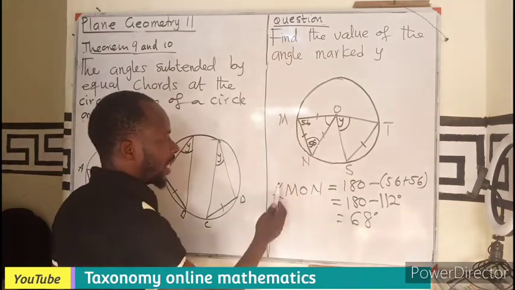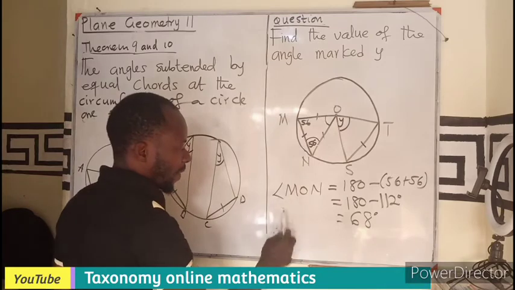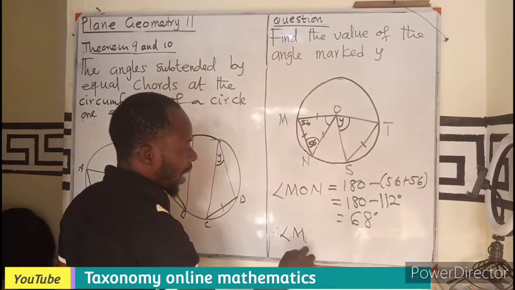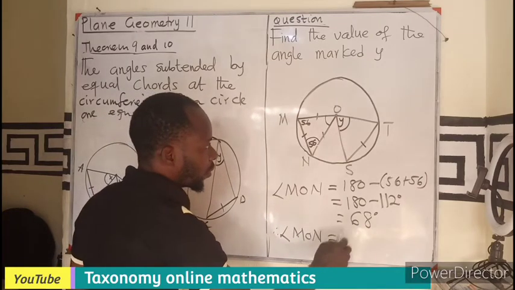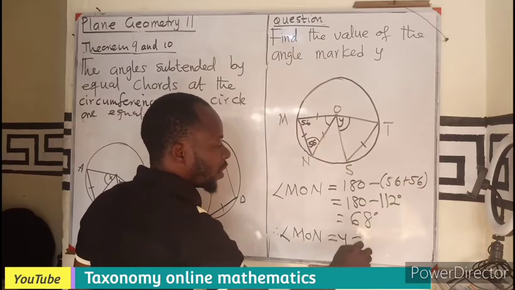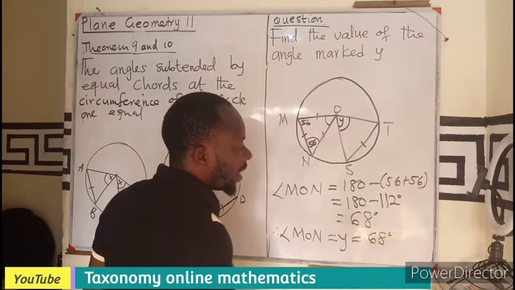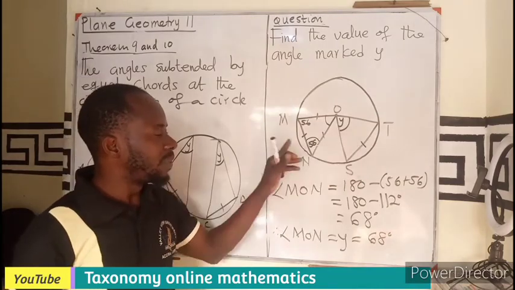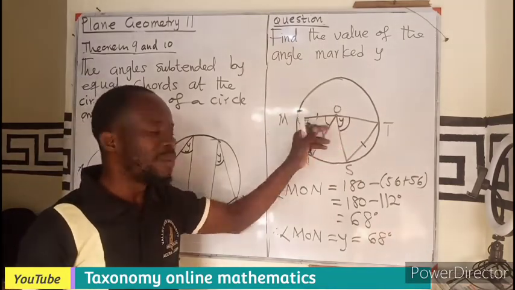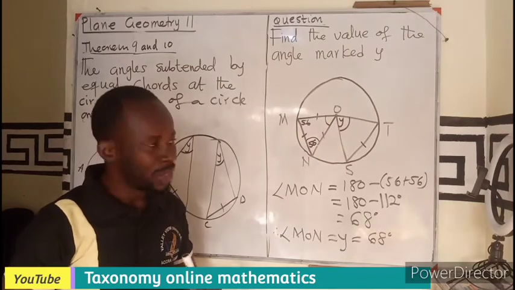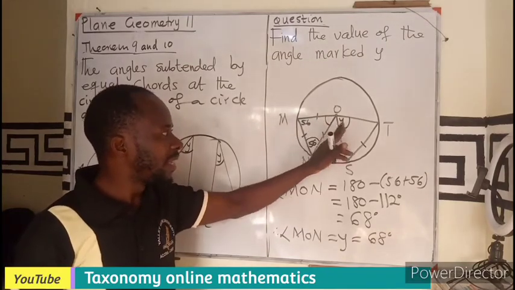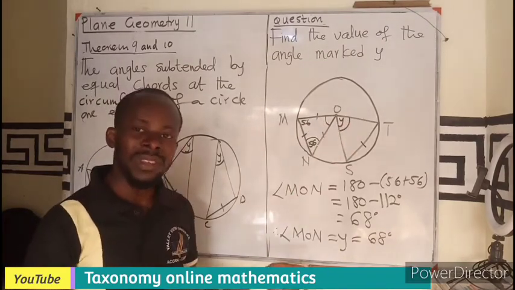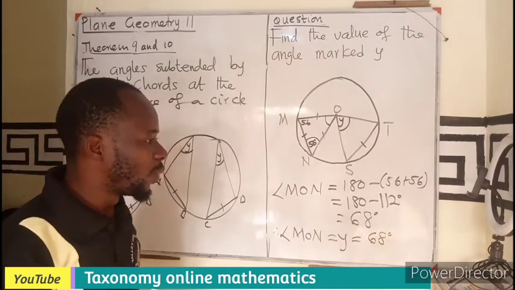Therefore, the angle we know here, MON, is also equal to the angle what? y, which is the same as what? 68 degrees. Why? Equal chords subtend equal angles at the what? The center of a circle. So if this is 68, then y is also what? 68. Alright, I believe you grab the concept.